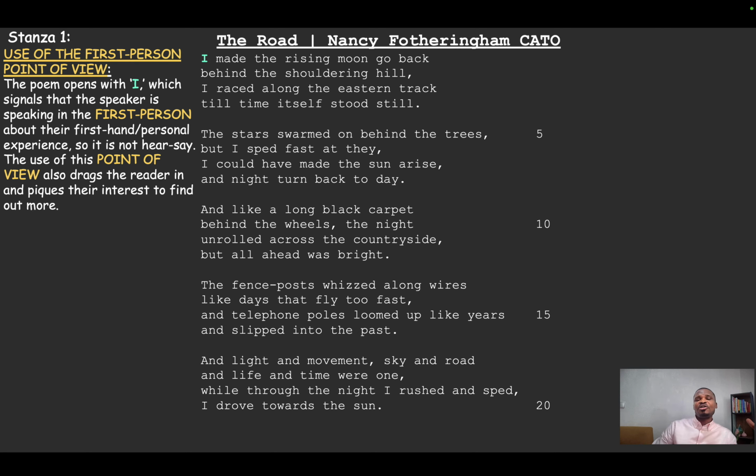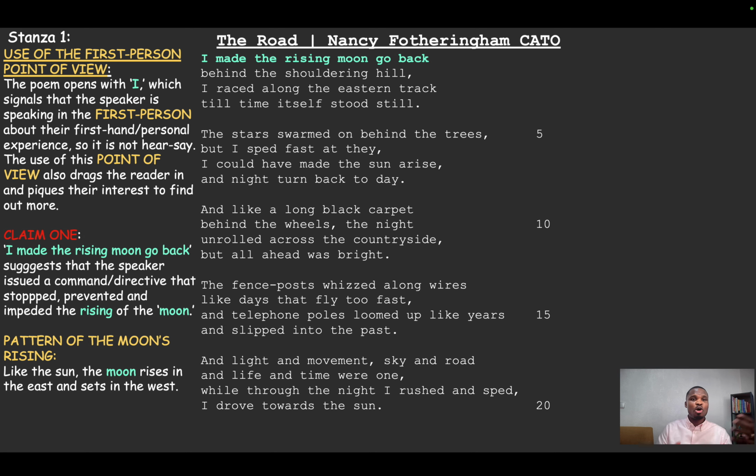Now, one of the first things I want us to talk about is the point of view of the poem. So the poem is in the first person, so it tells us that the poetic voice or speaker is talking about their personal experience, not hearsay. Now, this is useful because it drags the reader in, and so the reader wants to find out a bit more about this speaker.